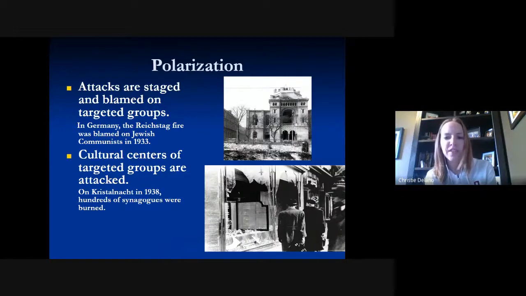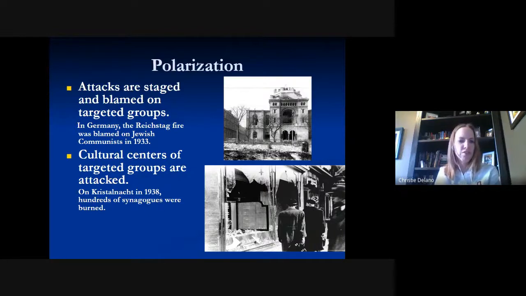So further with this idea of polarization, attacks are staged, and then they get blamed on the targeted groups. We talked about Hitler coming to power with the Reichstag fire decree, right? We had mentioned that they had blamed it on the communists. Well, in extension to that, many believe they had convinced many that it was Jewish communists in 1933. So that further extension, that blaming of the event.